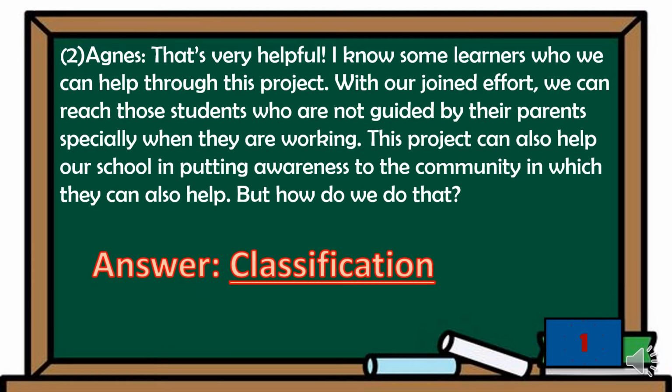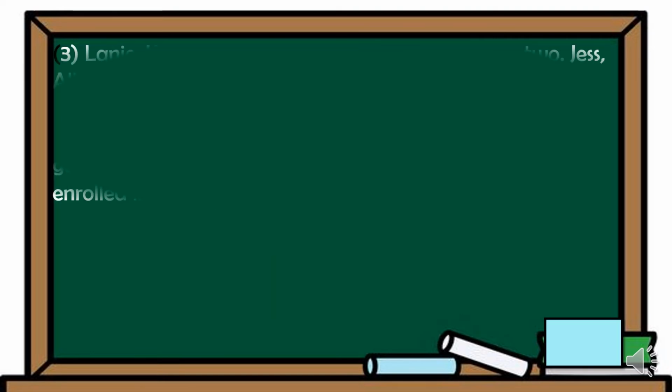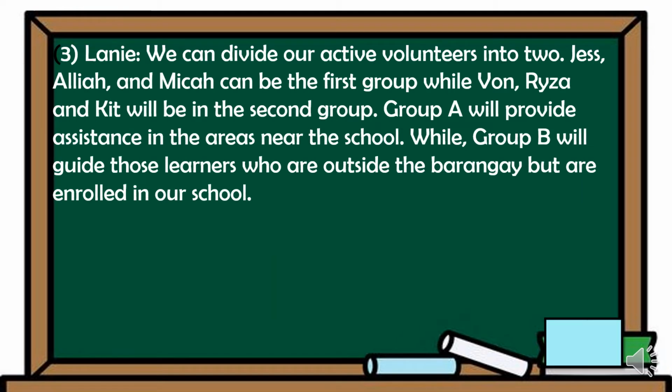Answer, classification. Number 3, Lani. We can divide our active volunteers into two. Jess, Aliyah, and Mika can be the first group, while Vaughn, Riza, and Kit will be in the second group. Group A will provide assistance in the areas near the school, while Group B will guide those learners who are outside the barangay but are enrolled in our school.